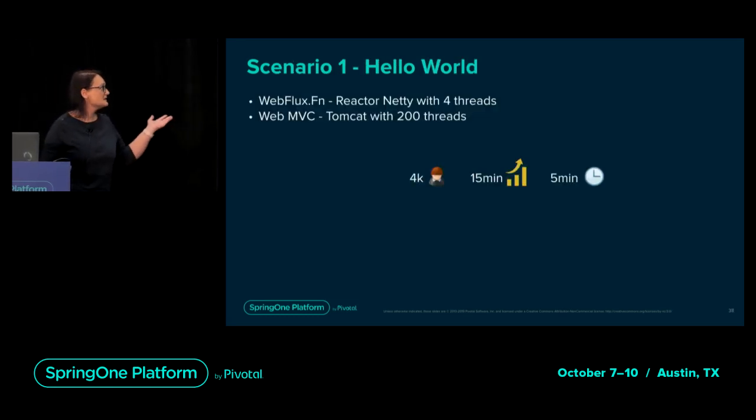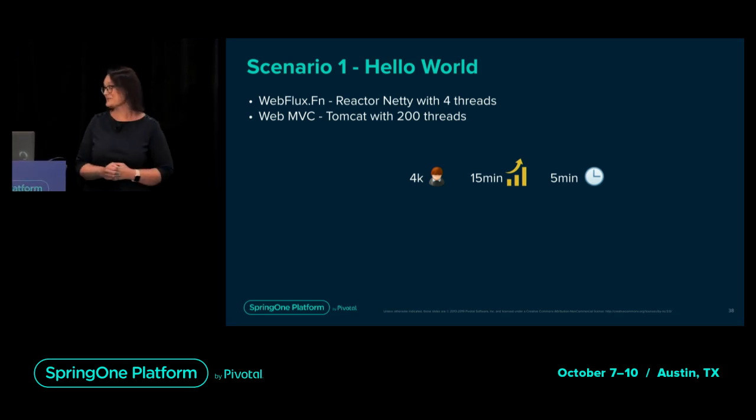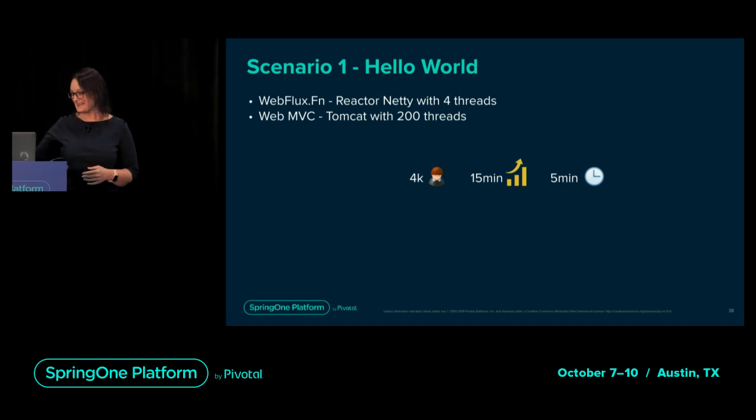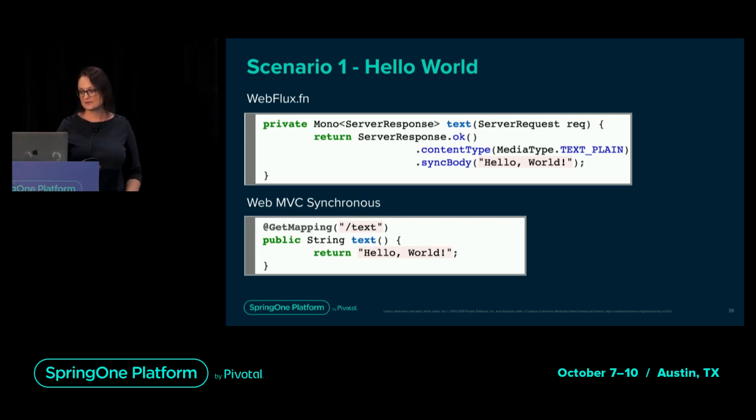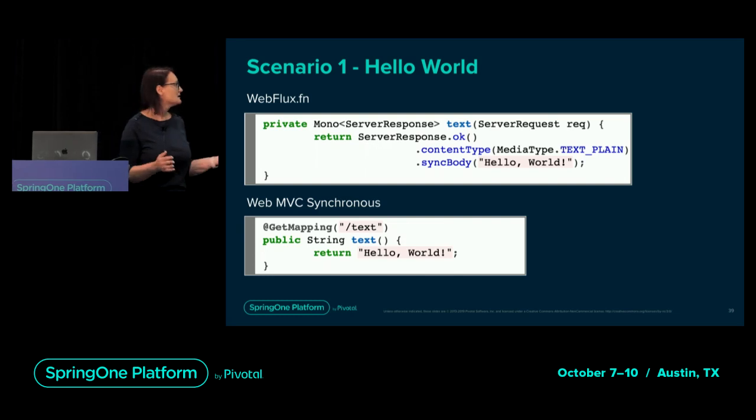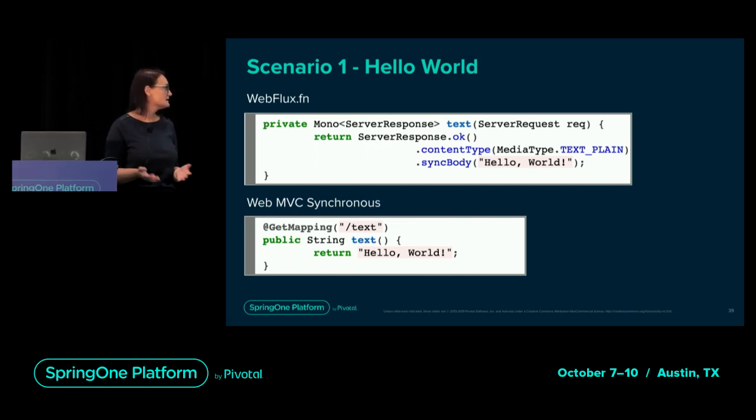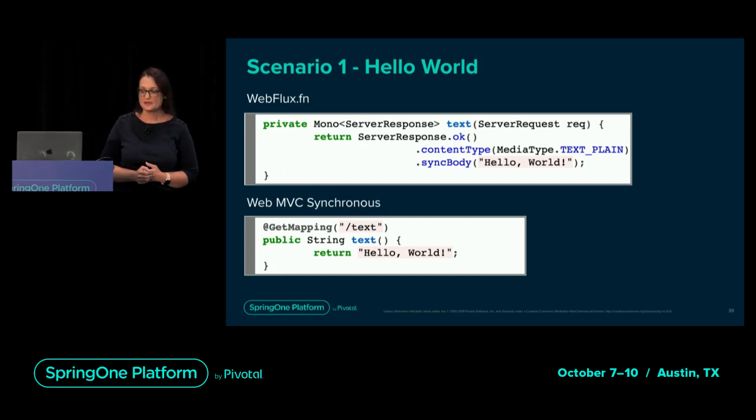And the first scenario that we have is the typical hello world. We love it a lot. So, this is how my controller looks like. This is the WebFlux.fn. You can see we are a bit descriptive there. We specify the status code, the content type, then what we want to return, a string. While with WebMVC, we just specify the mapping and what we want to return.